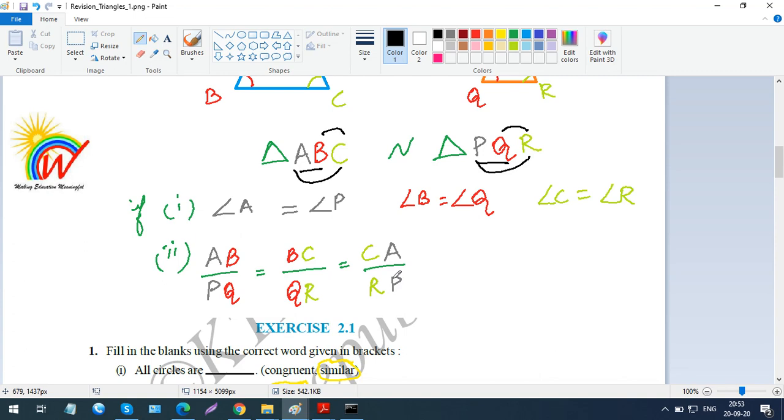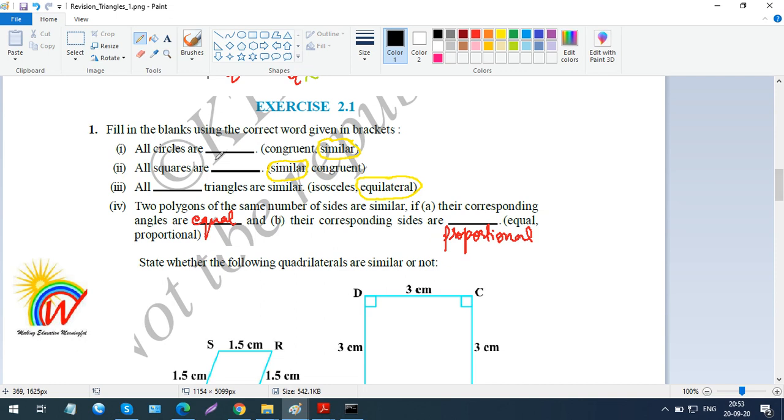Now let's just review exercise 2.1. You people would have solved it already, written it in your book, but still we'll do it.